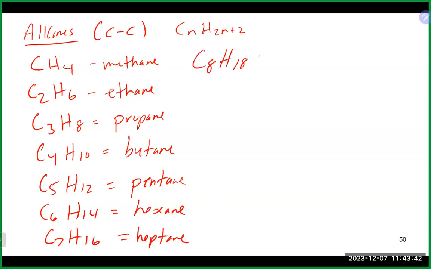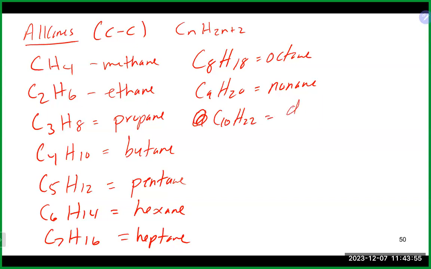8 and 18 is octane, and 9 and 20 here is nonane, and lastly 10 here gives us 22 hydrogens, and that's going to be decane. So a lot of names do come back to these, the way other organic molecules are named.